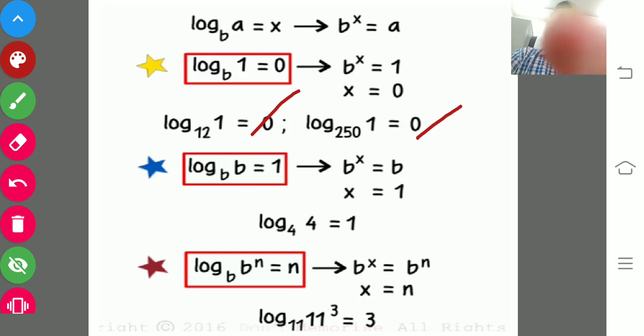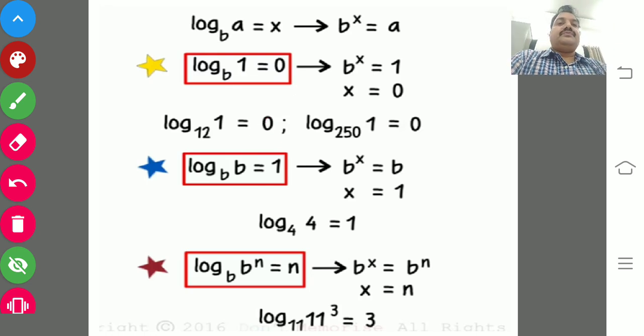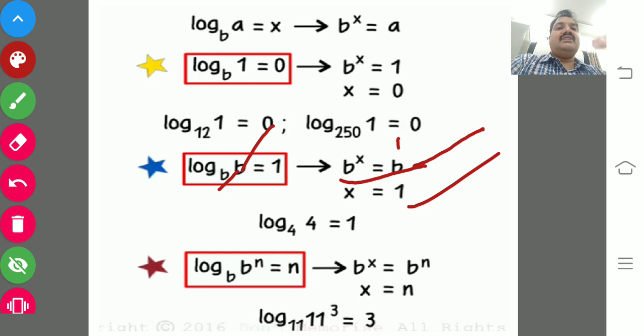And the second rule, you just observe that here log b base b, the argument and base are both equal. Log b base b equals 1. If you write in exponential form, b power x equals b. So you know that b power 1 gives the same value, the value should not change. Equal bases cancel, x equals 1. So from the second rule, if you observe the argument and the base are equal, immediately you can write the value 1.